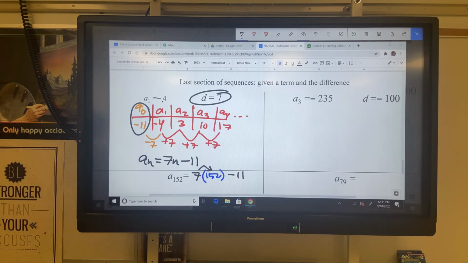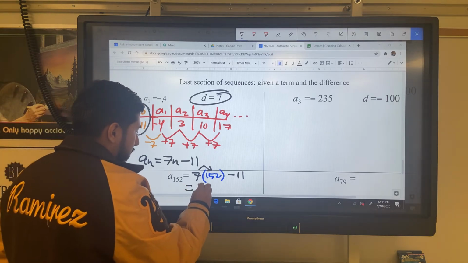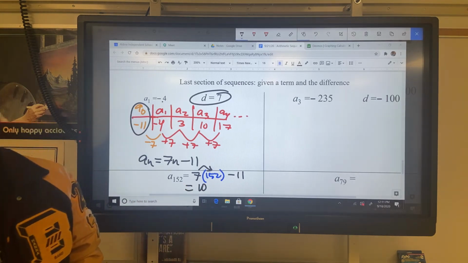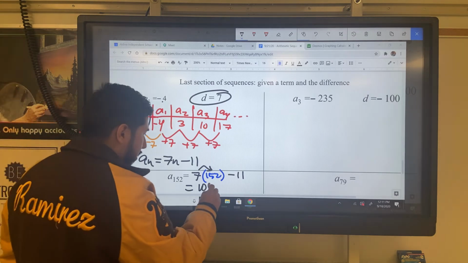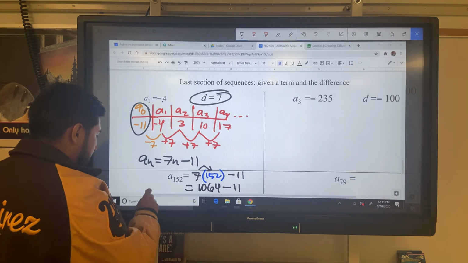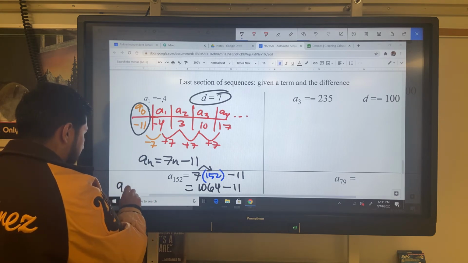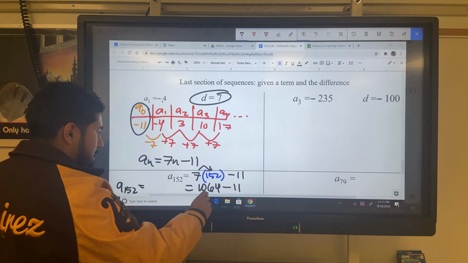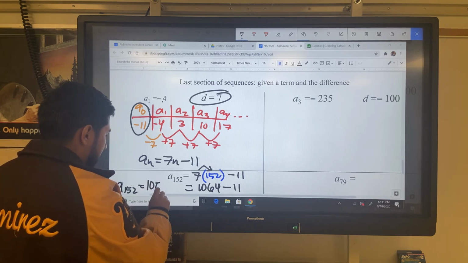So let me get a calculator, if I could find one. Uh-oh, party foul. 7 times 152. Okay, that gives me 1064 minus 11. So that tells me A152 equals 1053.